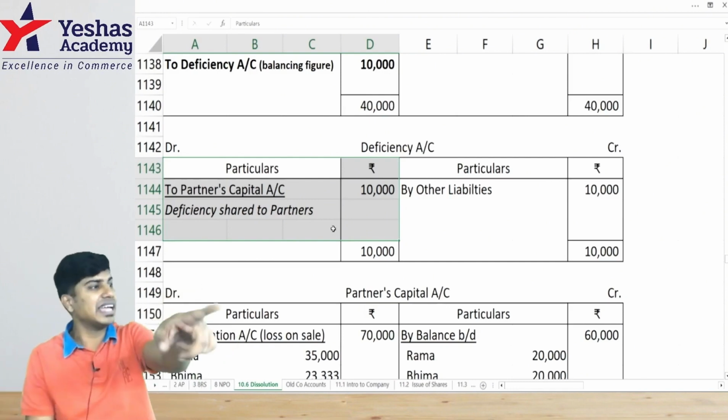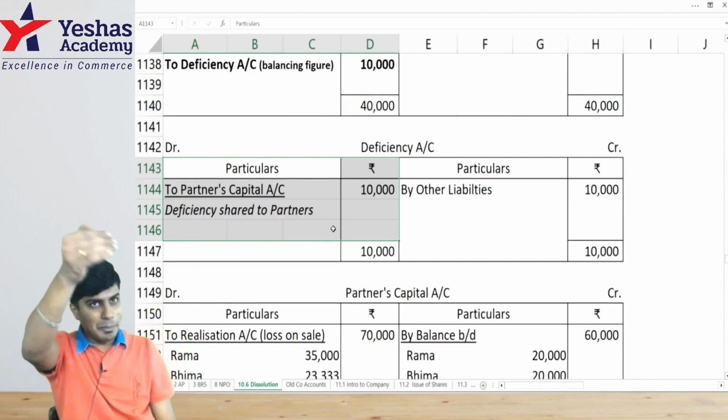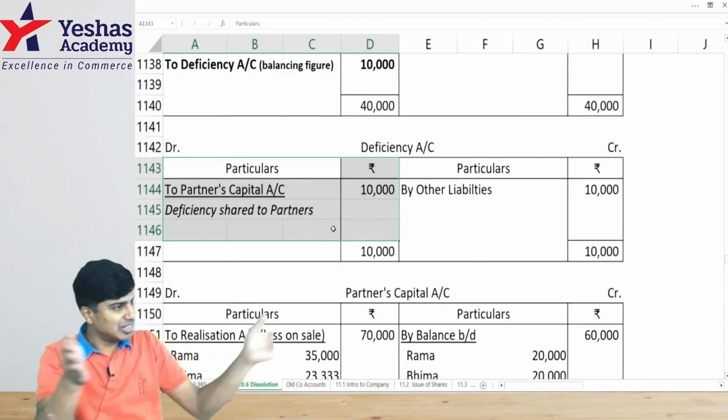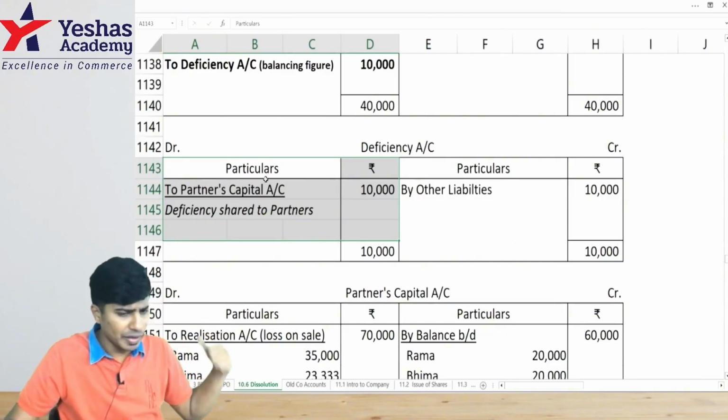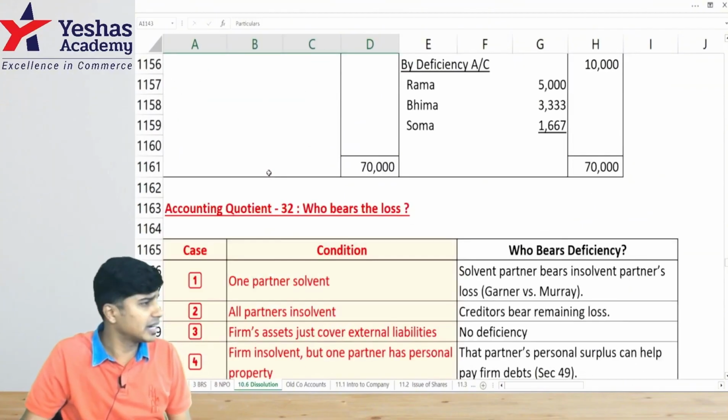That will match with the cash that they don't bring in capital. Capital is negative 10, deficiency is 10. That matches, and we've closed the accounts. Good one. There's a question on this in the study material. You can try that as well.